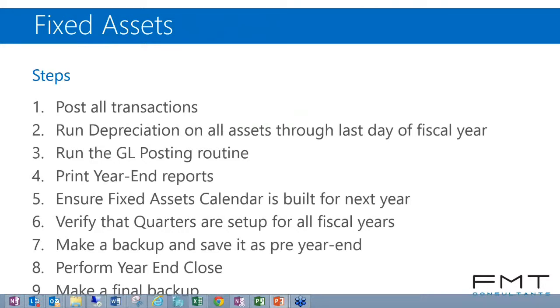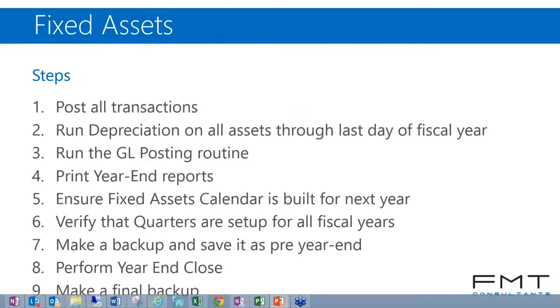So the steps for this system are post all transactions. Run depreciation on all your assets through the last day of the fiscal year. You might have done this during month-end close, but if something slipped through, it's not going to redepreciate those assets. So it's a good practice to just run it again. Run the GL posting routine. You're going to print your year-end reports.